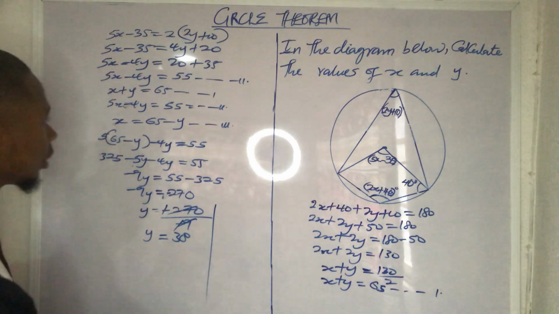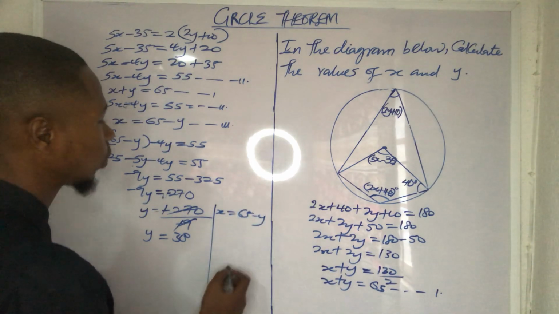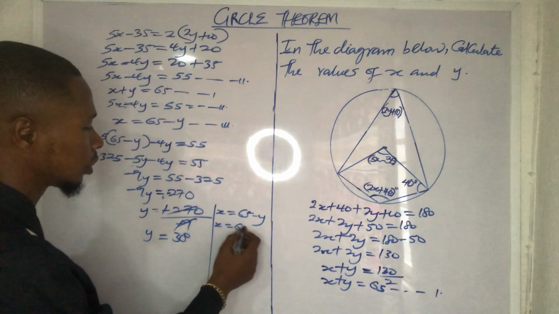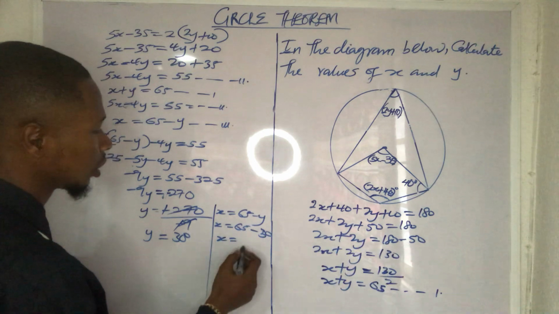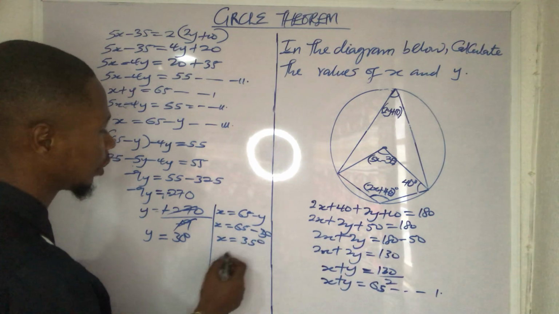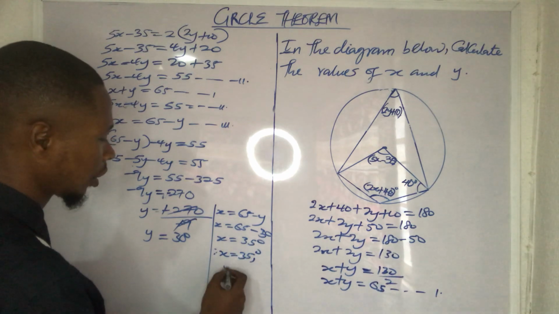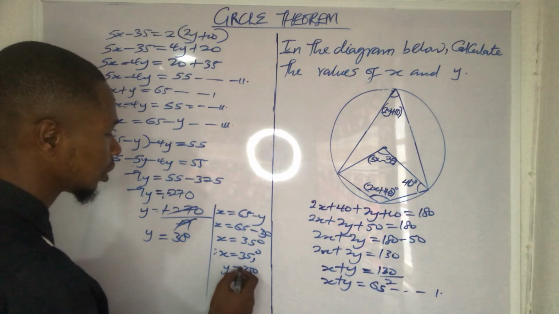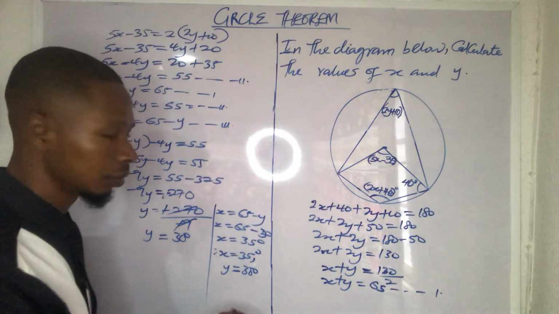So let me substitute it here. My equation 3 is x is equal to 65 minus y. So you have x is equal to 65 minus 30. Then x will be equal to 35 degrees. Therefore, our x is 35 degrees. Our y is 30 degrees. That's another example of circle theorem. Thank you.